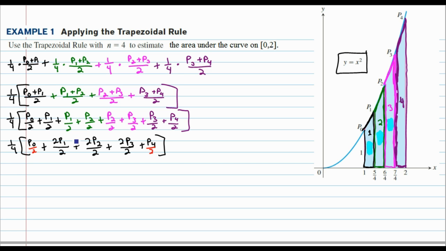So now I combine like terms: p sub 1 over 2 plus p sub 1 over 2, so half and half is a whole p sub 1. So I simplified here in this step. But I still have this over 2 for p sub 0 and p sub 4 because the other half of those was missing, I guess.